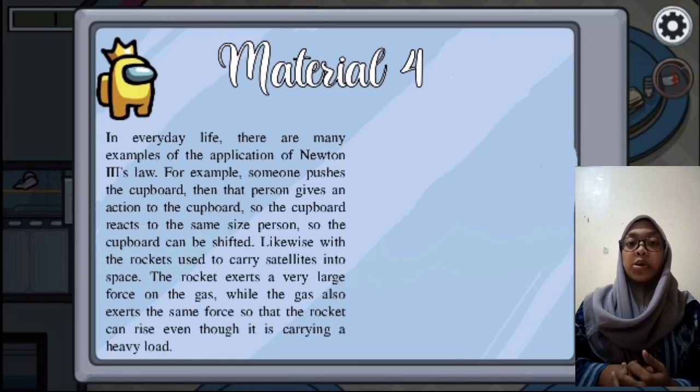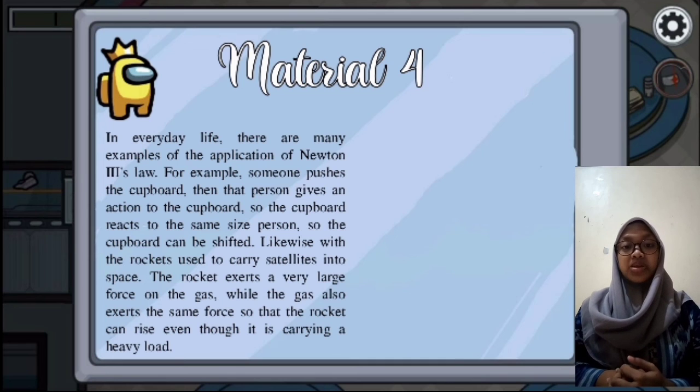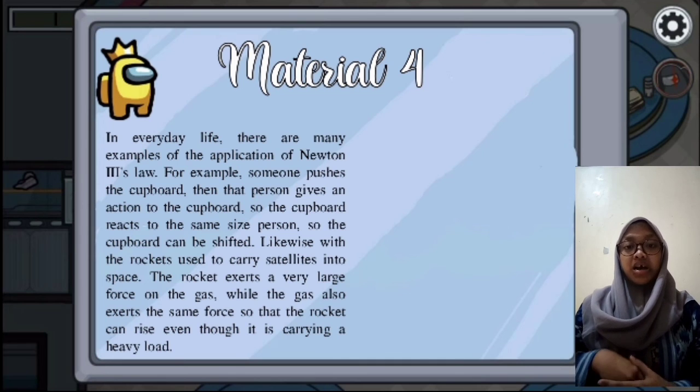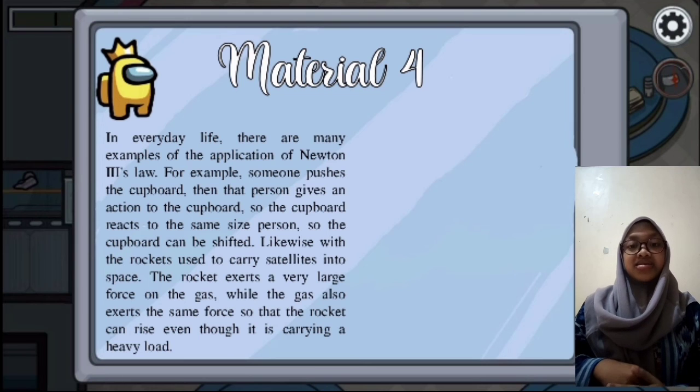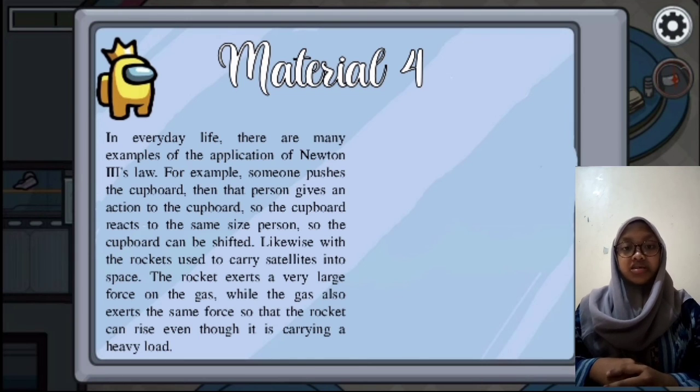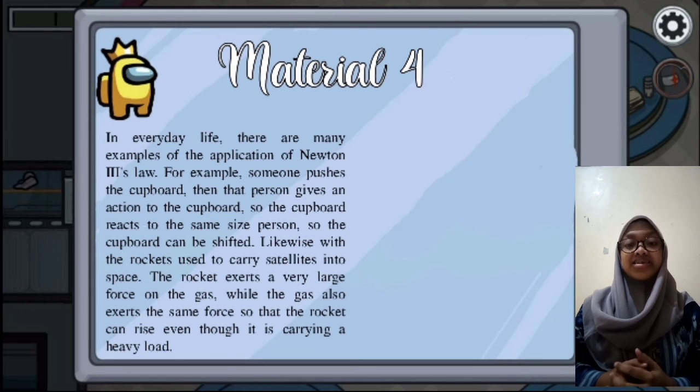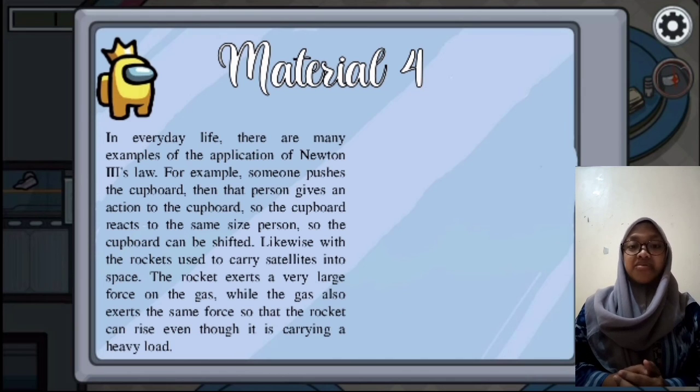Another example is the rocket used to carry satellites into space. The rocket exerts a very large force on the gas, and the gas also exerts the same force on the rocket, so that the rocket can rise even though it is carrying a heavy load.